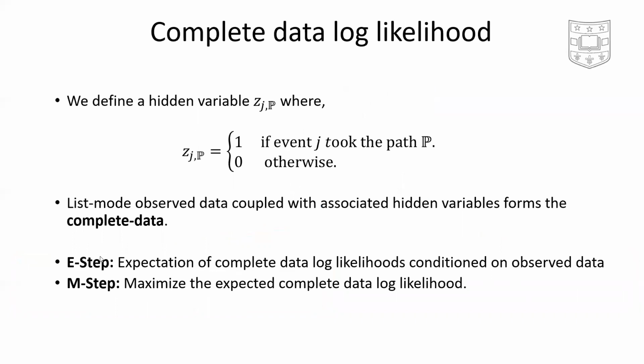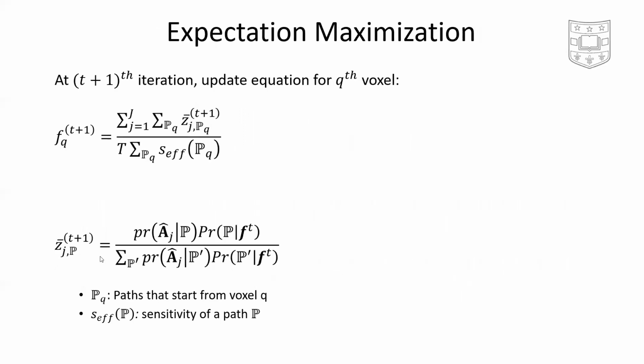So we define a hidden variable z for each event and each path. z equals 1 if an event takes a particular path. So these hidden variables paired with observed list mode data form the complete data. Likelihood of this complete data can be derived. For expectation maximization, we take the conditional expectation of this likelihood conditioned on observed data and maximize it with respect to the activity distribution. Following this step, we can get the update equation as shown. In this equation, z bar denotes the conditional average of the hidden variable.